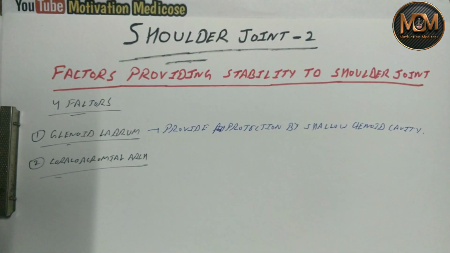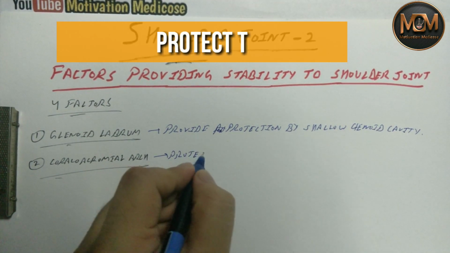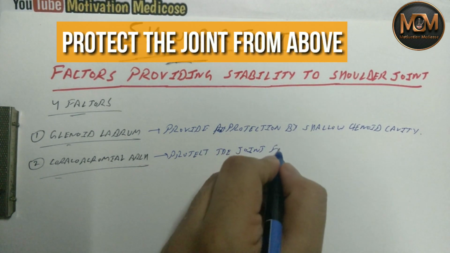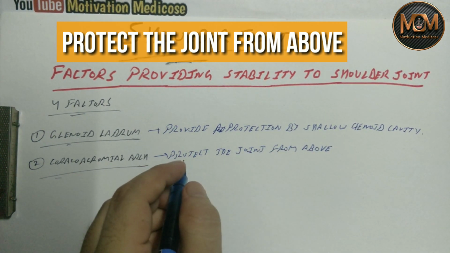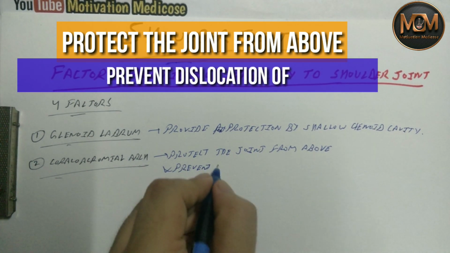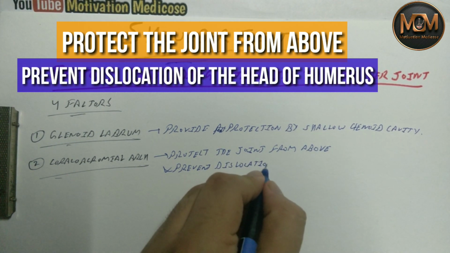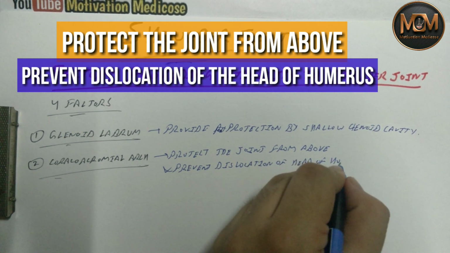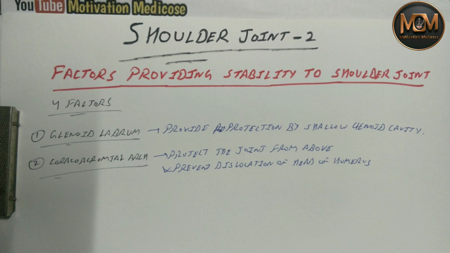So now let's write down what it is doing. It protects the joint from above, and also prevents dislocation of the head of humerus. So this is the second factor which is providing stability to the shoulder joint.